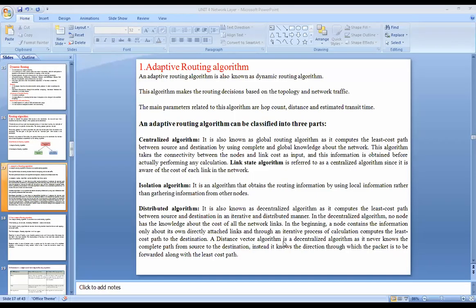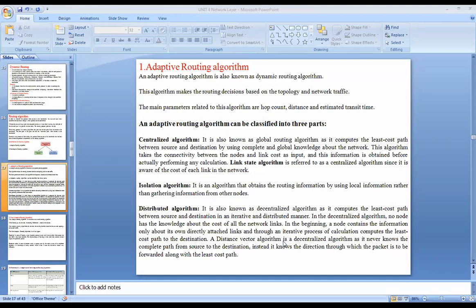The second type is the isolation algorithm. What is the meaning of isolation? The isolation algorithm is nothing but routing using local information, whatever local information you are getting, rather than gathering information from the other nodes. That is isolation between the nodes.